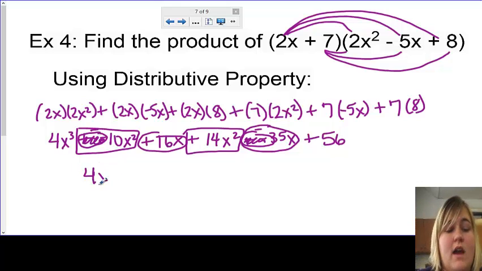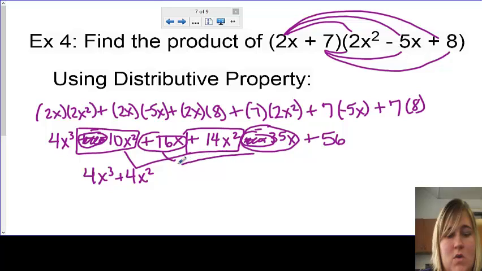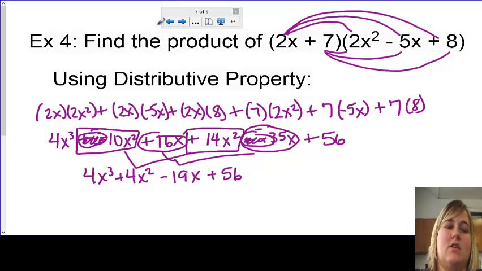So my 4x to the third comes straight down. Negative 10x squared plus 14x squared gives me a positive 4x squared. 16x minus 35x, I'm going to put those together. It's going to get me a negative 19x. And then plus 56 comes straight down. Final answer.